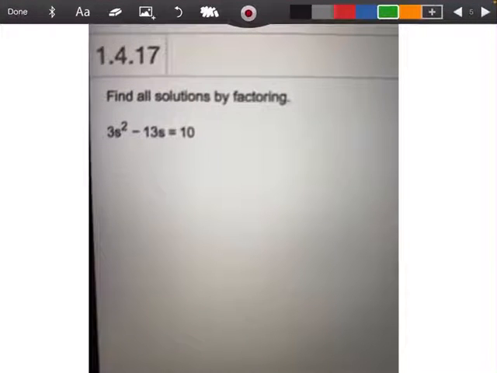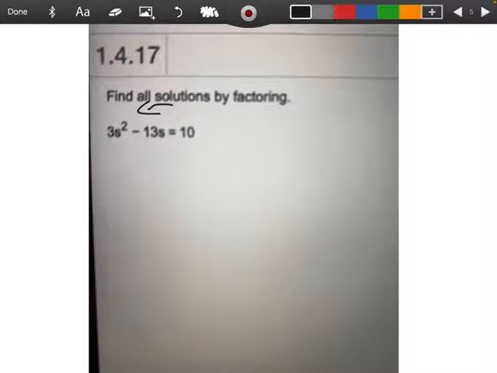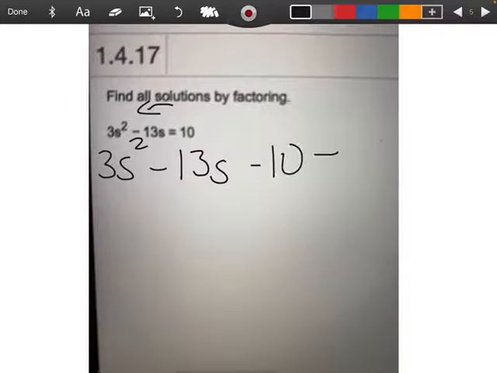All right, so guys, this is a homework question out of 1.4, and it says find all solutions by factoring. Remember, if we're going to solve a problem like this by factoring, the first thing I need to do is move my 10 back to the left side. So I'm going to write this out as 3s squared minus 13s, and that's going to become a minus 10 is now equal to 0.